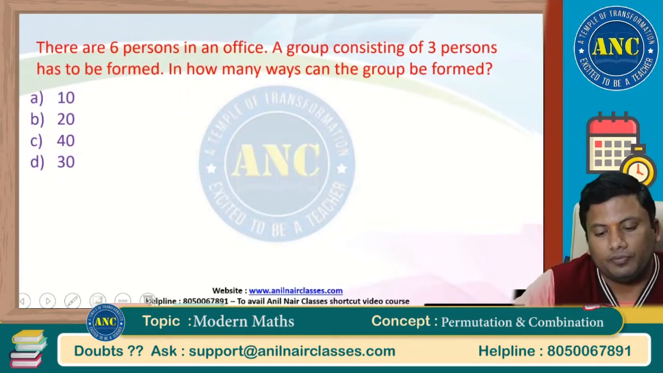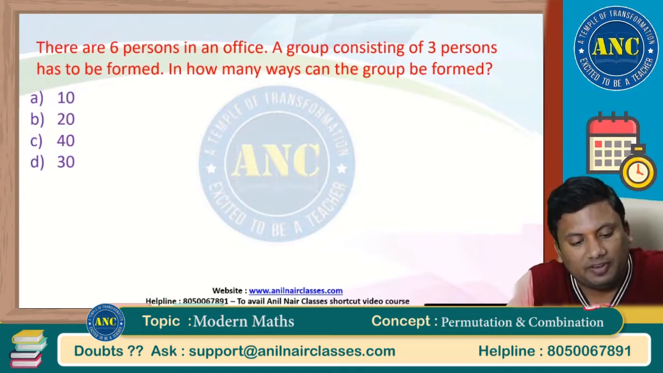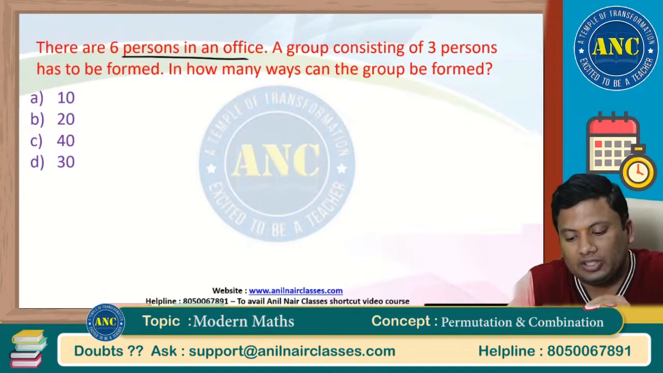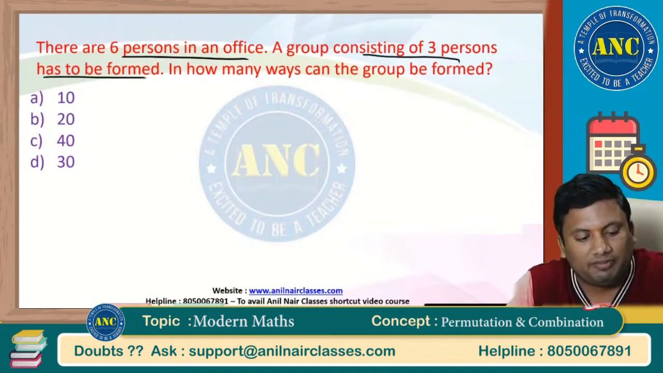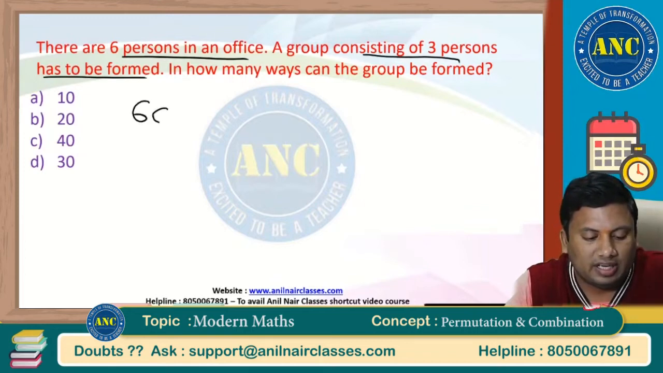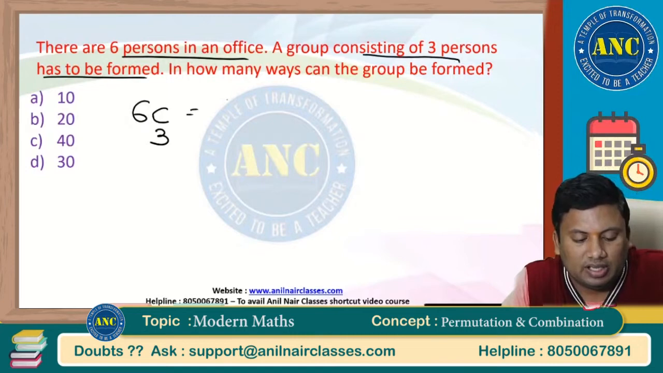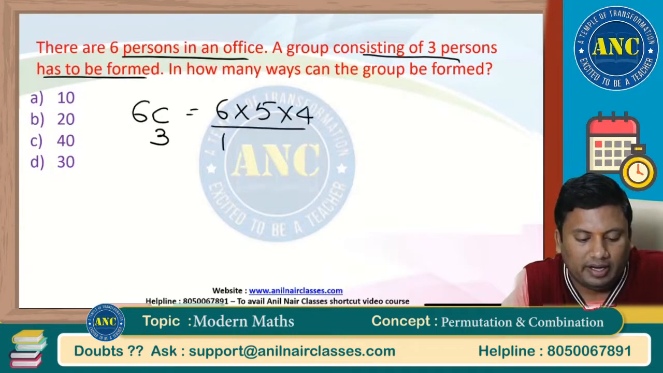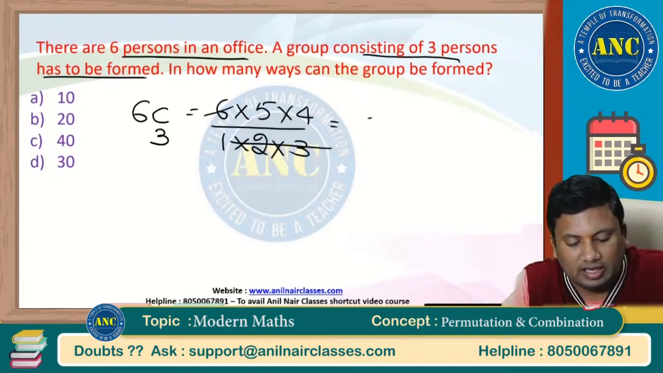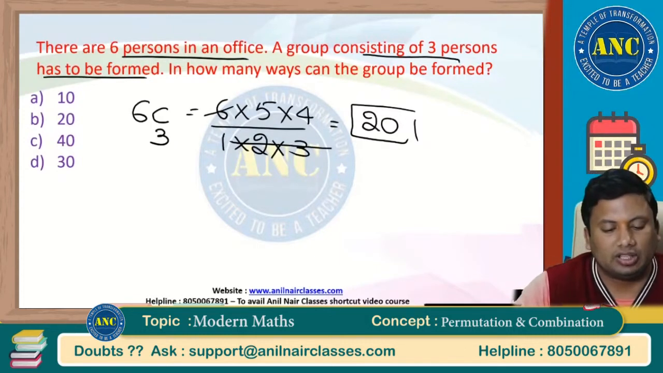Next one. There are 6 persons in an office. A group consisting of 3 persons has to be formed. So out of 6 I need to select 3. Answer is nothing but 6C3. 6C3 is nothing but 6 into 5 into 4 divided by 1 into 2 into 3. 2 3s are 6, cancel, 5 4s are 20. It is nothing but 20.